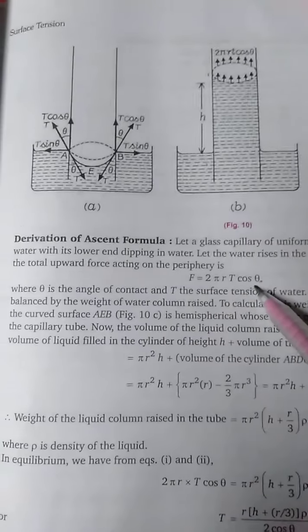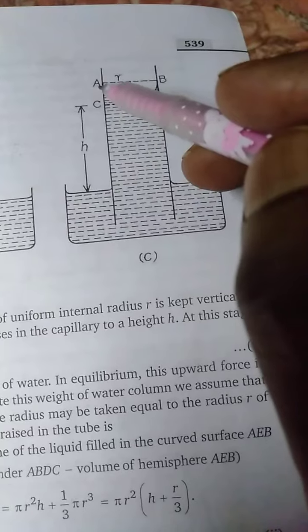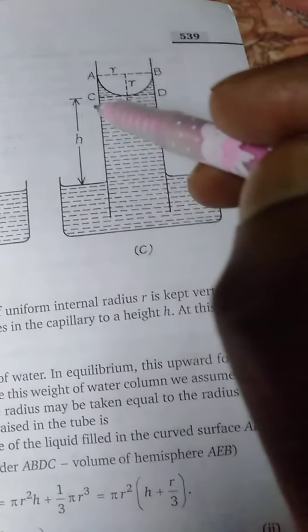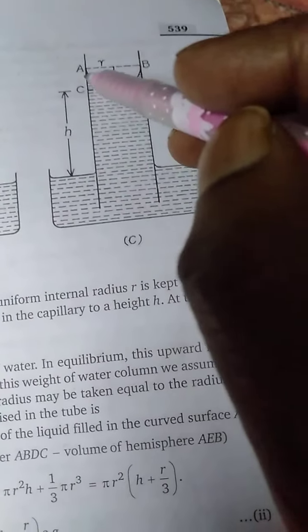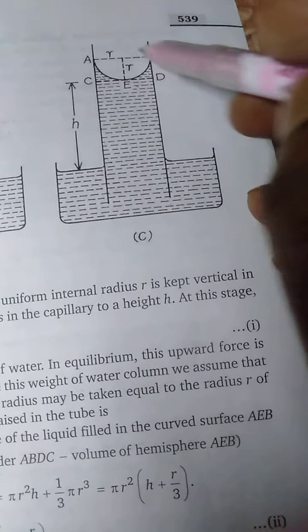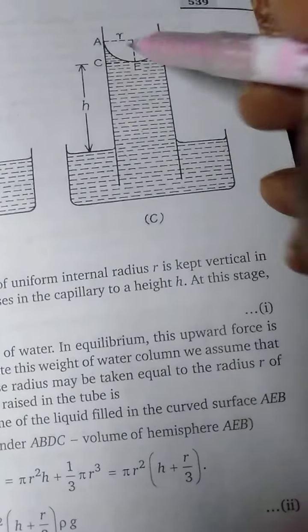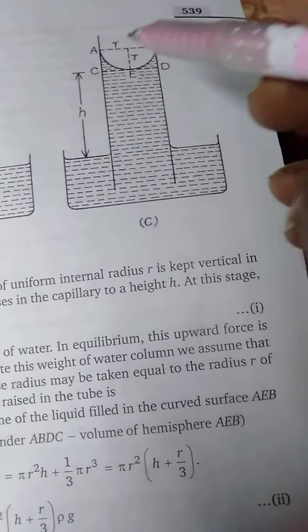Now we are going to see the formula of ascent, that is, how much the height H is. See, what is the volume? Let us consider this. Let us try to break this into two components. This is one complete cylinder and this is one cylinder minus a hemisphere. So this one cylinder plus one cylinder minus hemisphere is the total volume of the liquid.